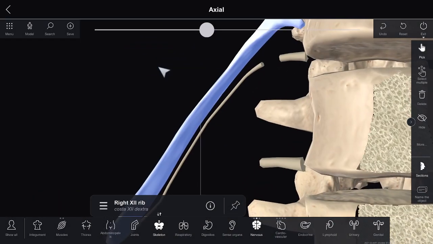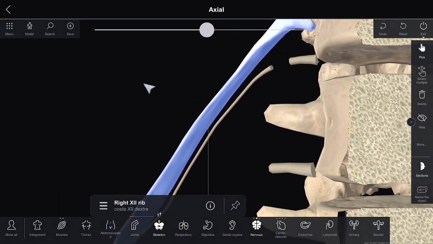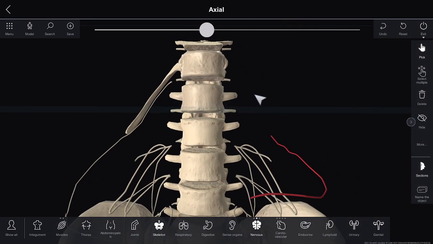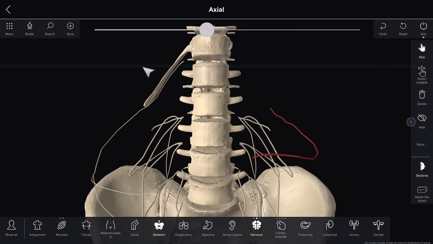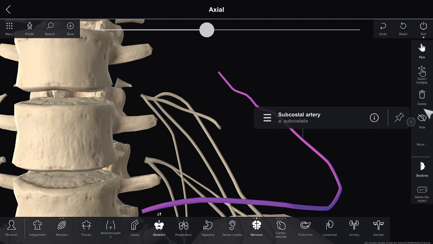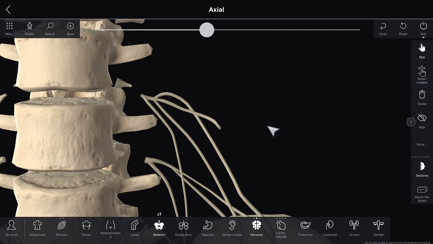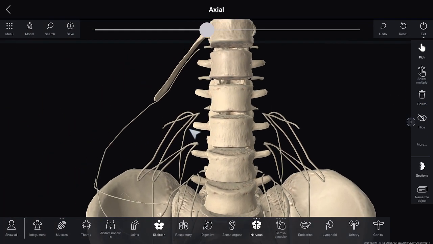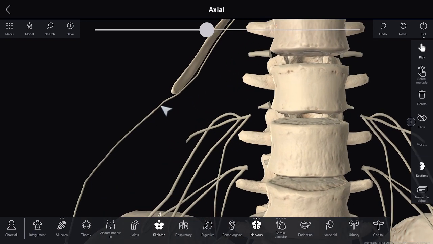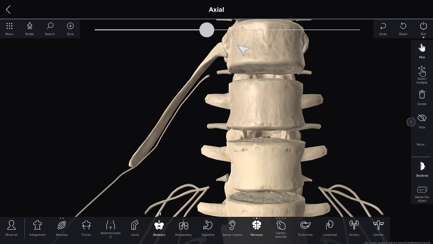So now we have the right rib, and that was a mistake. I shall delete it. This is delete. Oh, it's disappeared. So nervus subcostalis is the nerve which goes under the 12th rib.